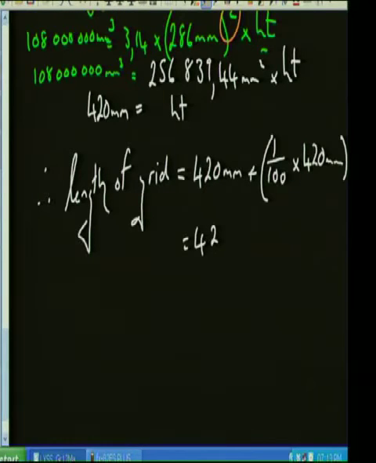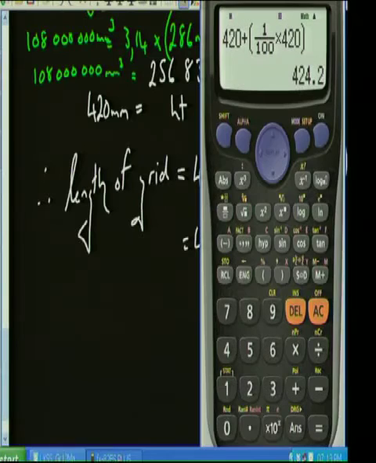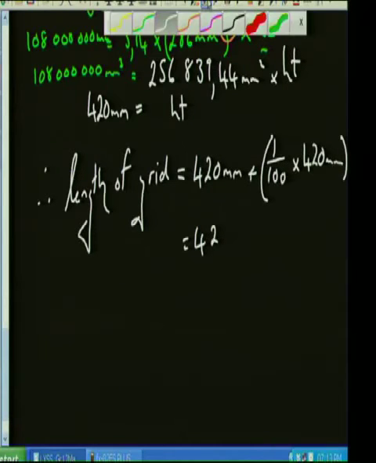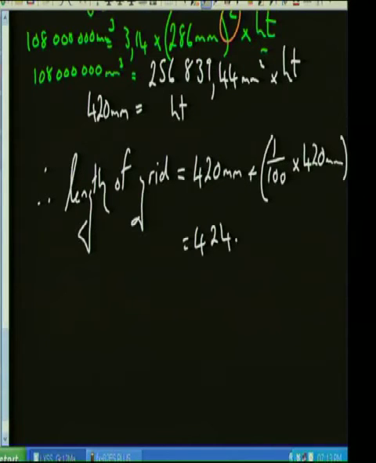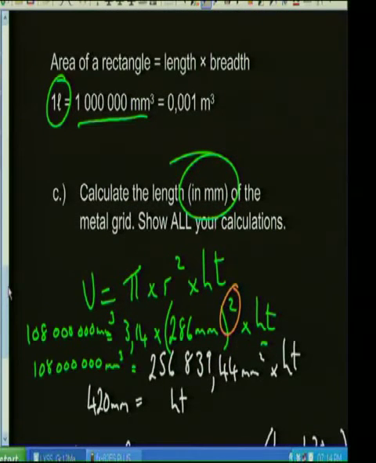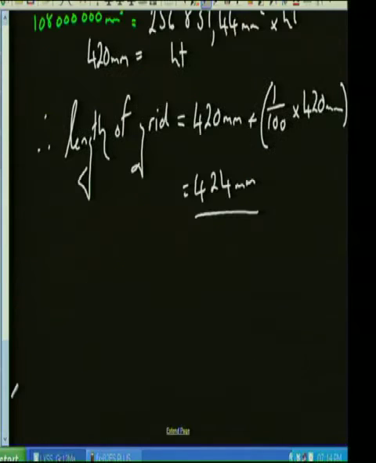424. Why only 424 millimeters? Because again, folk, the question did tell us calculate the length in millimeters of the actual grid. And that's what I've got, 424 millimeters. Right, I think we've got time for another question.